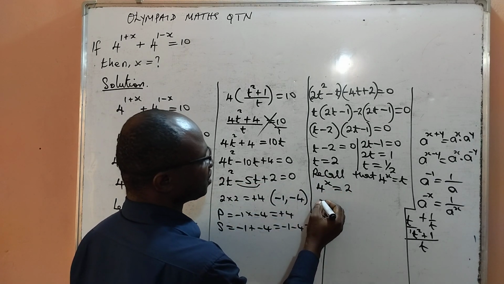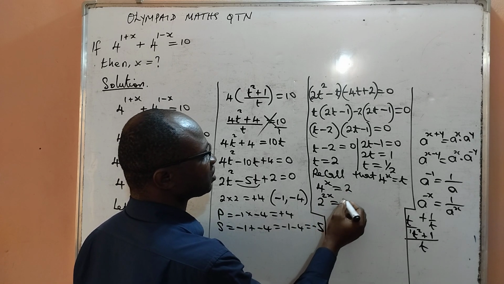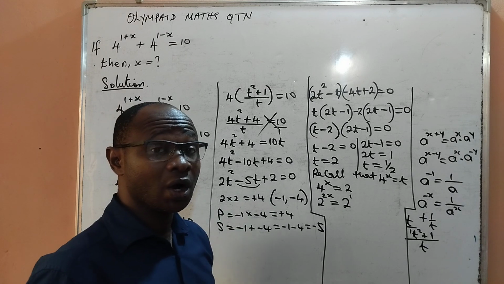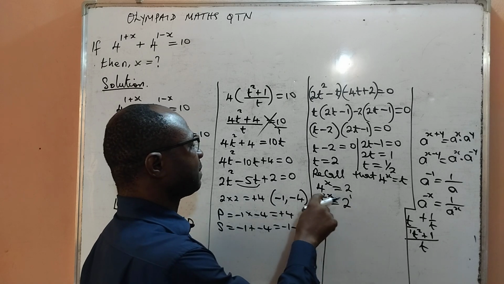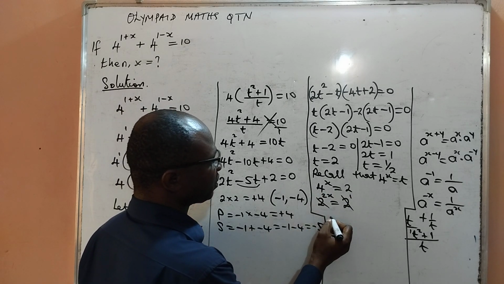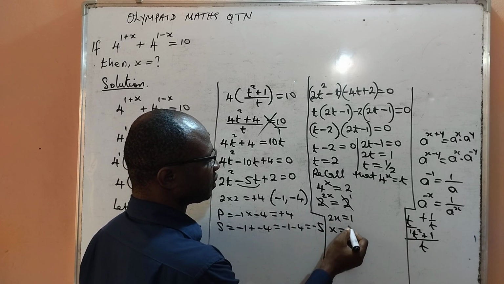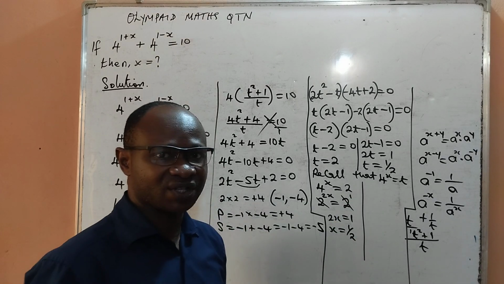Meaning that 4 is the same thing as 2 raised to the power 2, then multiplied by x, equal to 2, which is also the same thing as 2 raised to the power 1. Now, by law of indices, when the bases are the same, the powers become equal. So the base here can cancel out, leaving me with 2x equal to 1. Therefore, the value of x is 1 all over 2. That is the first value of x.